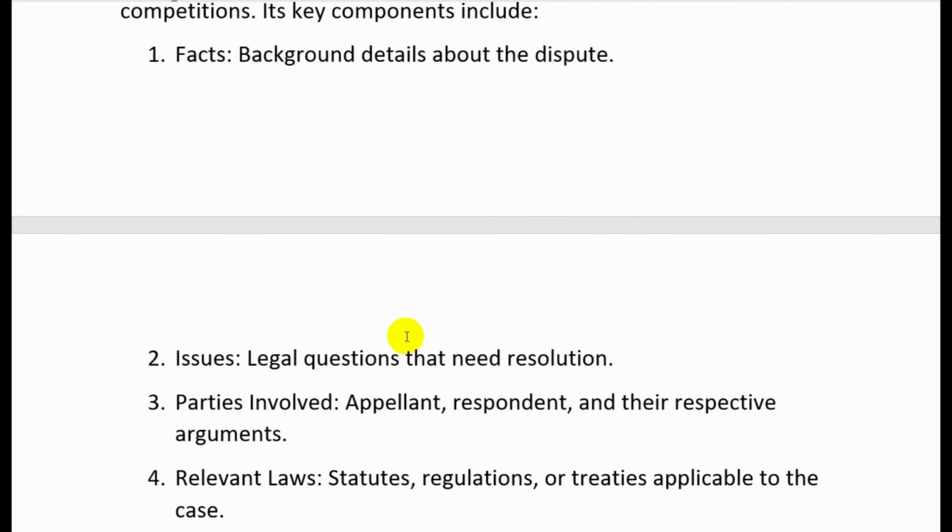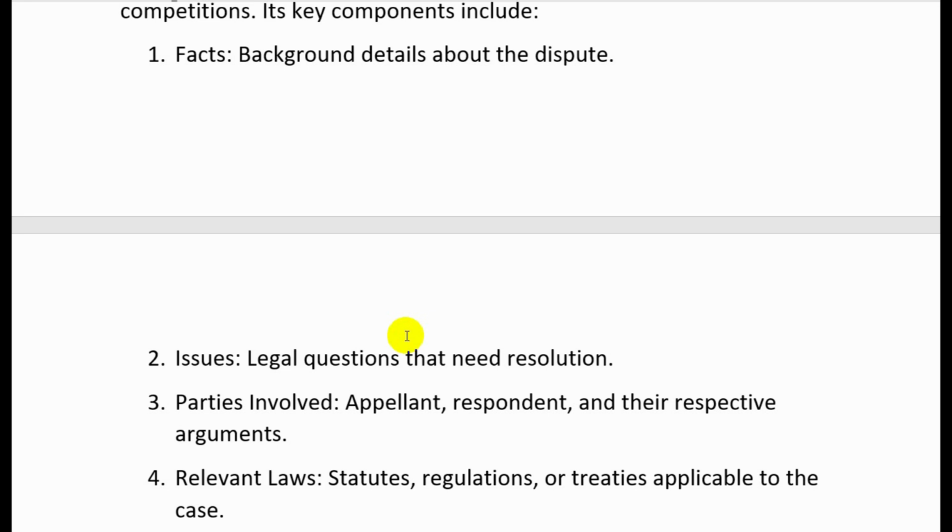Background. The facts means background details about the dispute. What is the dispute about? What are its facts? What are its evidence? What are the statements? Second is the issues. That is the legal questions that need resolution.